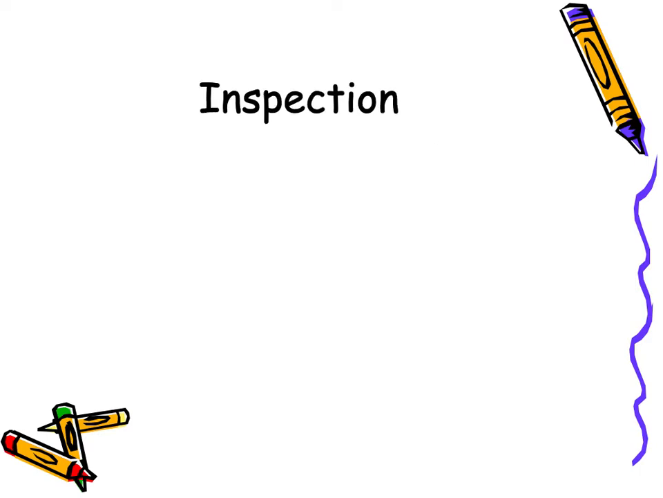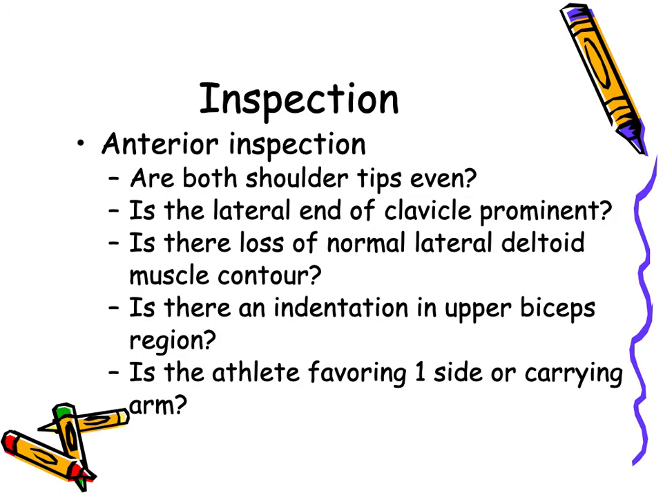So we'll move on to inspection. We look on the front side, the anterior inspection. Are both shoulder tips even? For a man, they'll probably take their shirt off. For a lady, we'll have them in a sports bra so we can see their shoulder. Are the shoulder tips even?